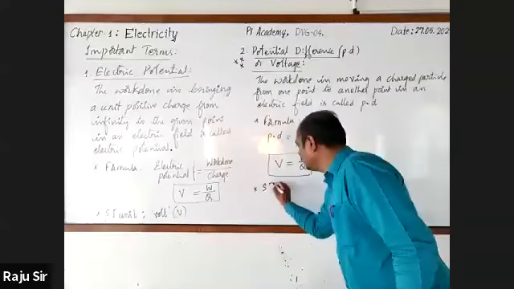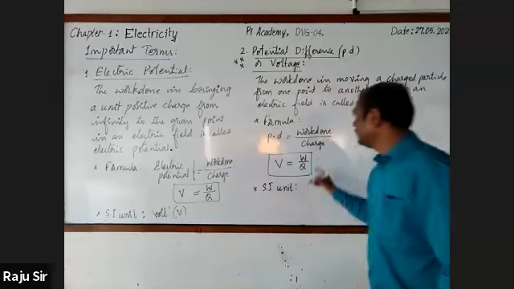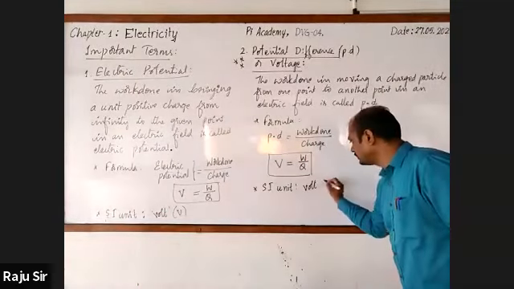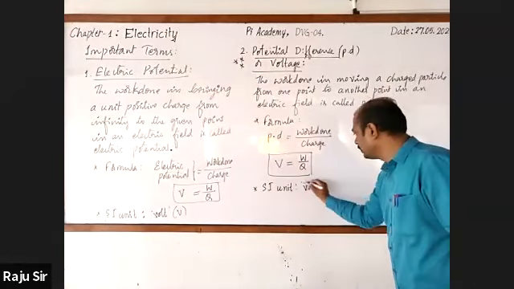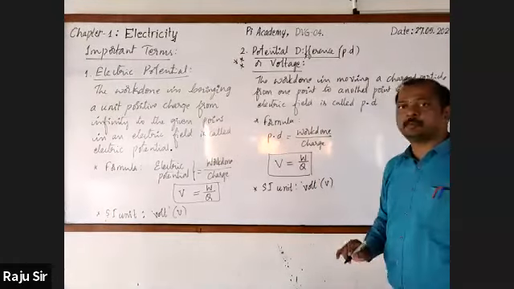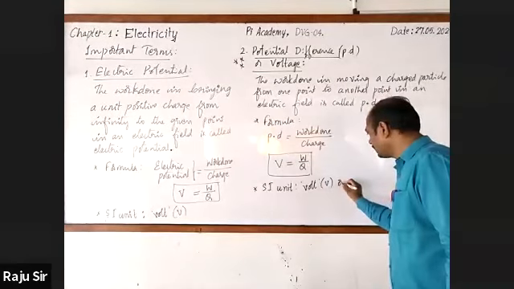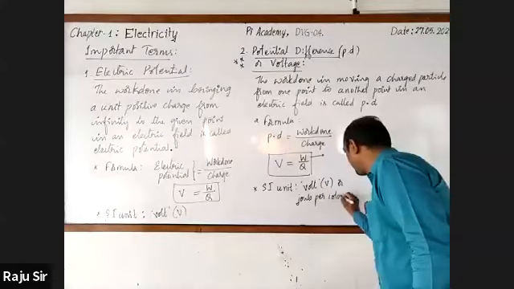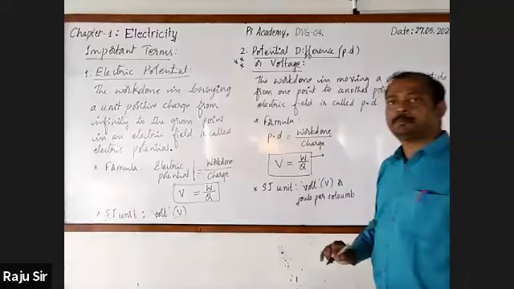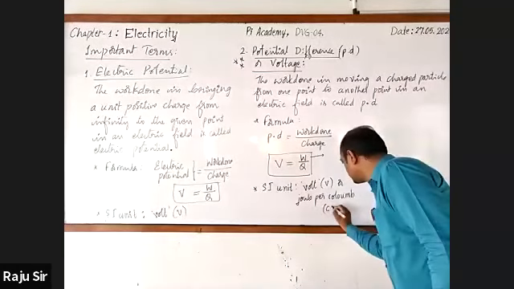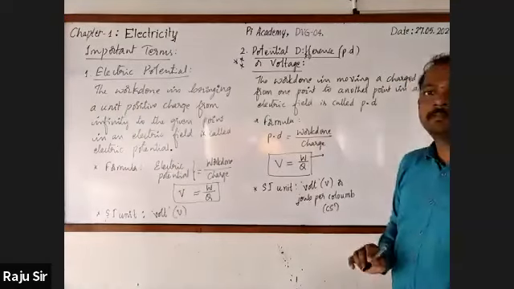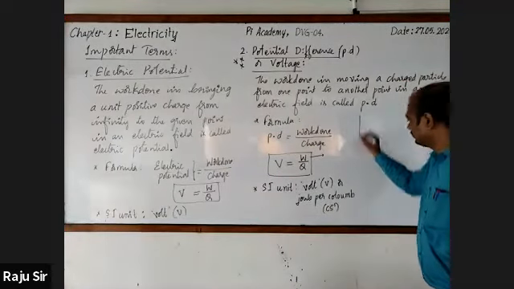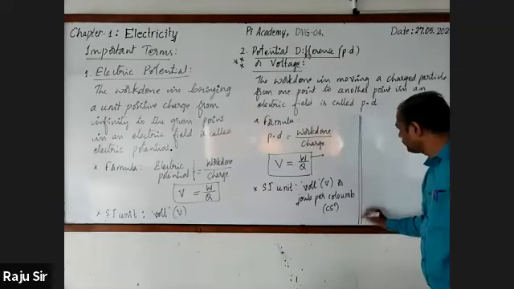Now write the SI unit. SI unit is volt. In bracket write V to represent it. Another unit, what is the other unit? Joule per coulomb. Very good. In bracket, you can write J C raised to the power minus 1. Right?